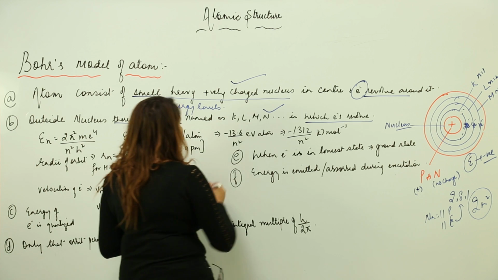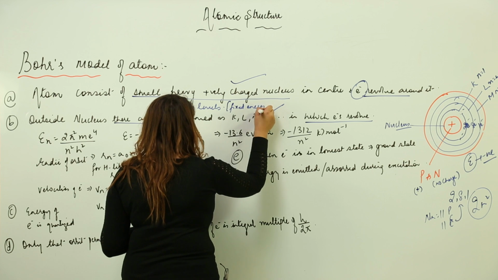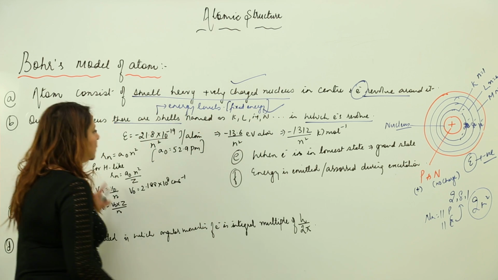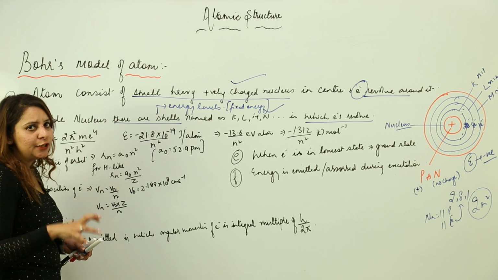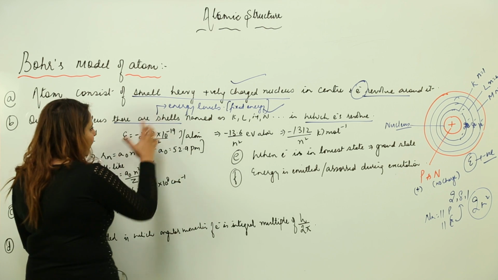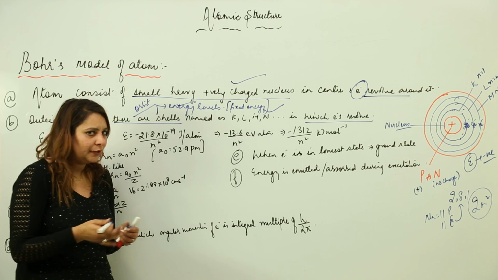Do you know why they are called energy levels? Because they have fixed energy. This point we will take later. So if we want to talk about the energy of the electron in each orbit, because it is called a shell, an orbit, and an energy level, all meaning the same.